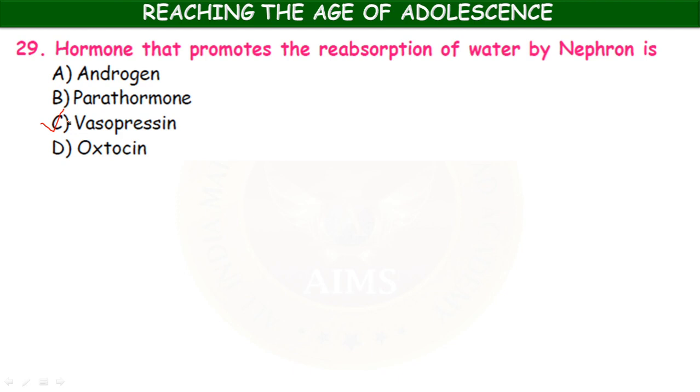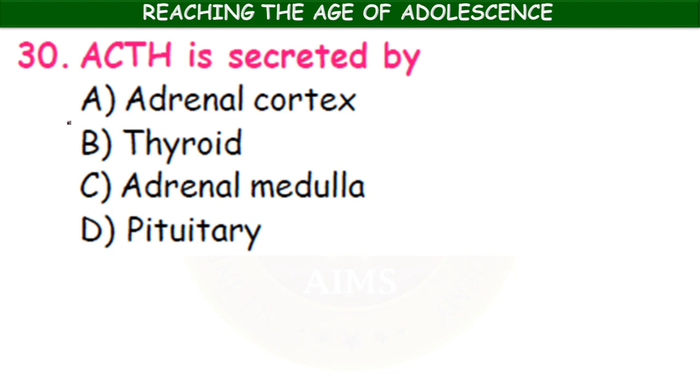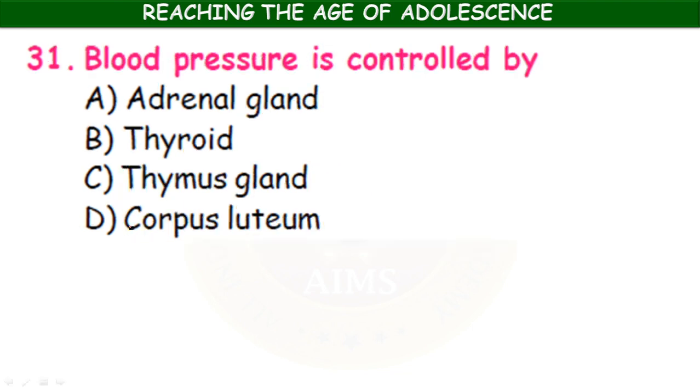Its hyposecretion leads to diabetes insipidus, meaning over secretion of urine. ACTH is the adrenocorticotropic hormone. It is secreted by the adrenal cortex, thyroid, adrenal medulla, pituitary. It is the pituitary gland which secretes ACTH. So adrenocorticotropic hormone stimulates the adrenal cortex to produce the hormones.